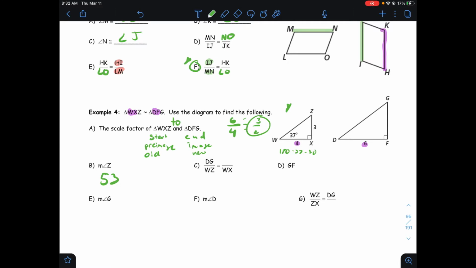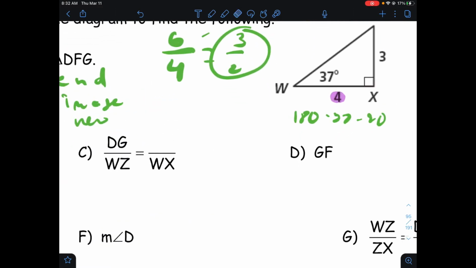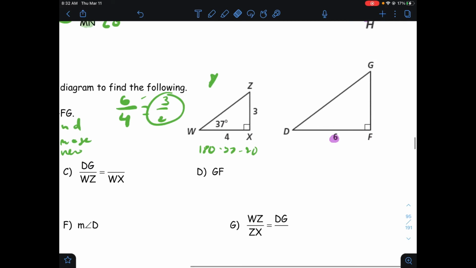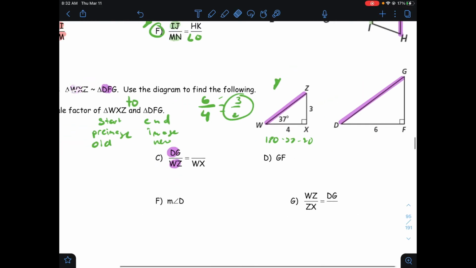All right. Next, they want us to set up a proportion here. So we have DG on top and WZ on the bottom. You can see that these are corresponding. We can double check that they're corresponding. DG is the first and the last, and WZ is the first and the last, sorry.